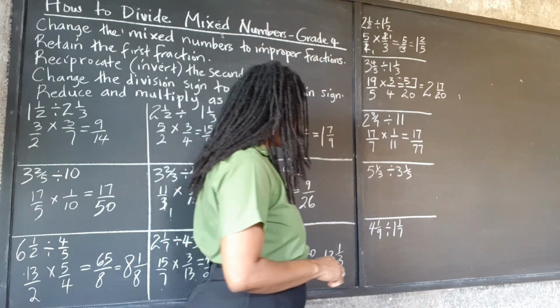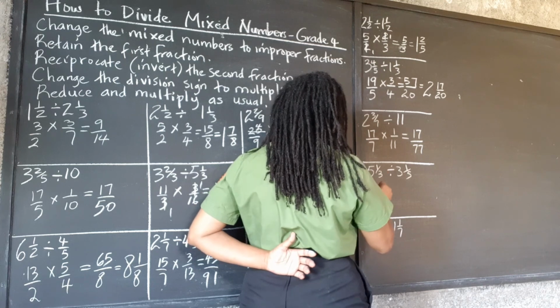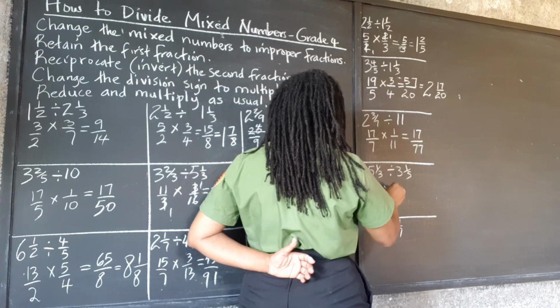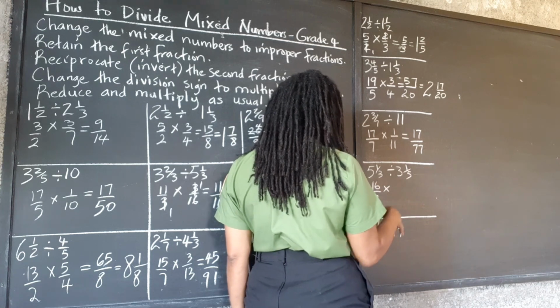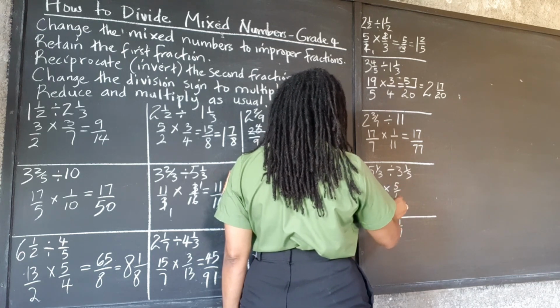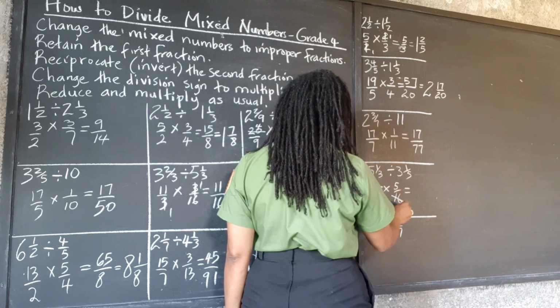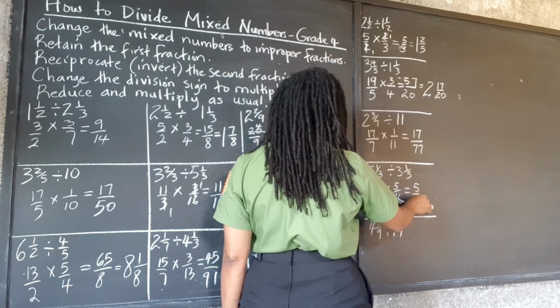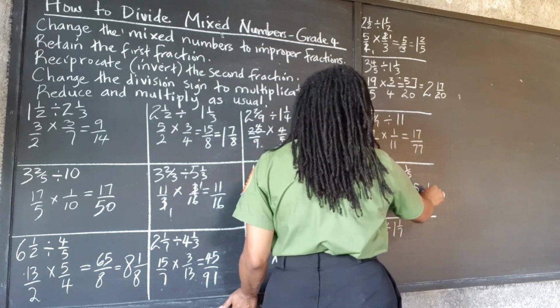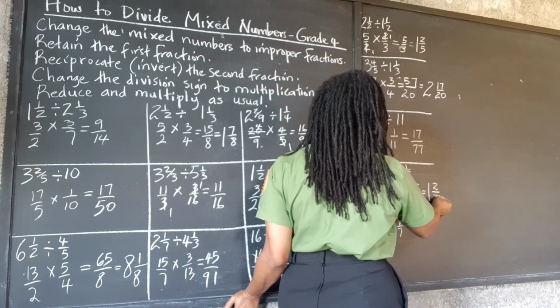5 and 1/3 divided by 3 and 1/5. 3 fives are 15 and 1, 16 over 3. 5 threes are 15 and 1, 16 over 5. We reciprocate that, 5 over 16. And the 16s reduce themselves. 1 times 5 is 5, 1 times 3 is 3. 3 goes into 5 once, remainder 2 over 3.